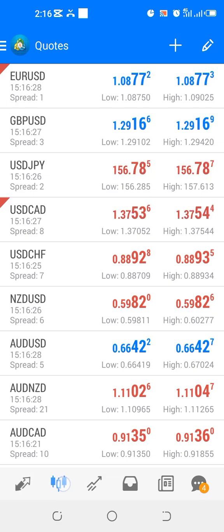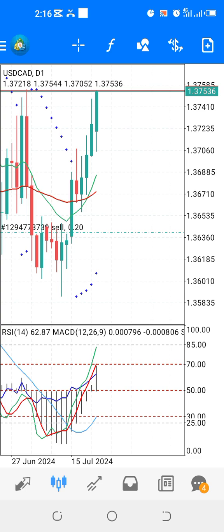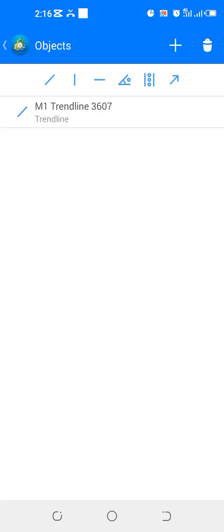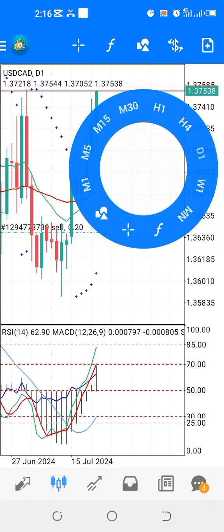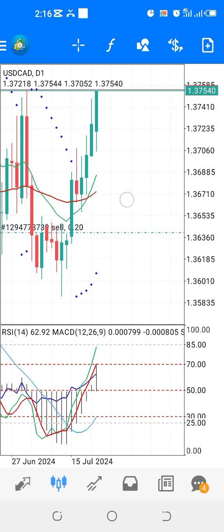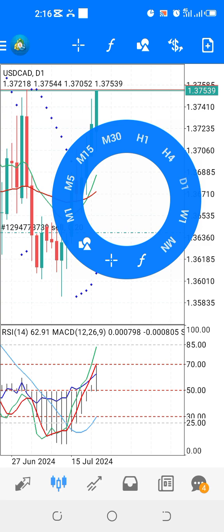There are different time frames, just as there are different currencies. When you touch the surface of your trading platform, a circle window will appear and you will see different time frames. You see the 1 minute, the 5 minutes, the 15 minutes, the 30 minutes, the 1 hour, the 4 hours, the daily, the weekly, and the monthly. These are the different time frames that are common.